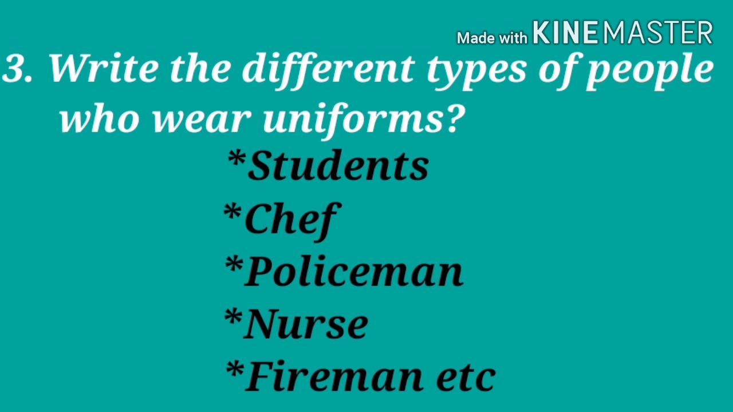Next question. Write the different types of people who wear uniforms. Students, chef, policeman, nurse, fireman, etc. First one, students. Second one, chef. Third one, policeman. Fourth one, nurse. And the last one is fireman. These people wear uniforms.